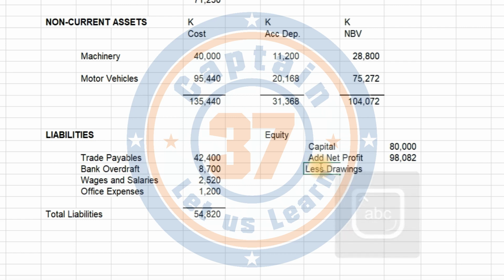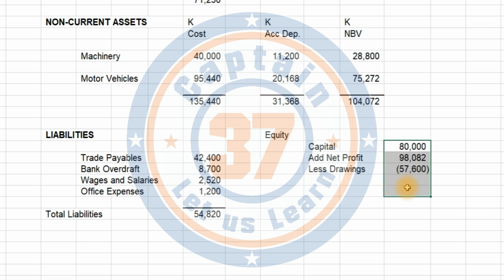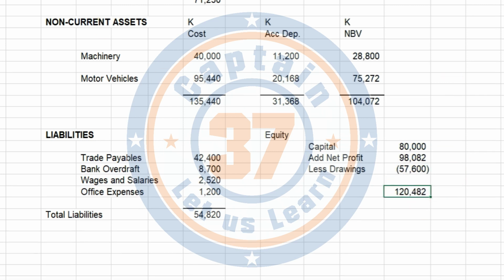Less drawings. Remember that money was taken away from the account, and how much was this? It was exactly 57,600. So what does this give us when we sum these together? It's going to give us 120,482. This is our equity.